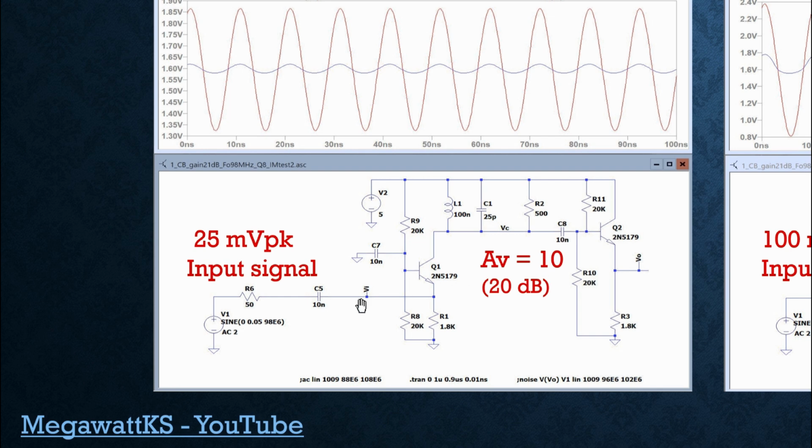All right, good. But what about VI? Is it really 25 millivolts? Well, you can look at the blue curve here and ascertain that for yourself, and I would argue it's pretty darn close to it. Good enough.